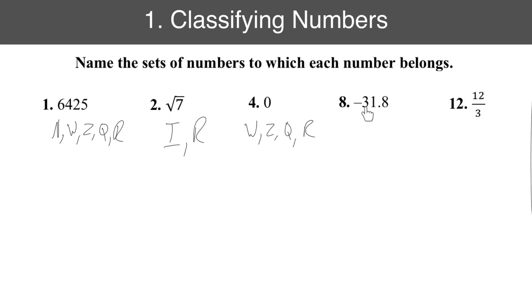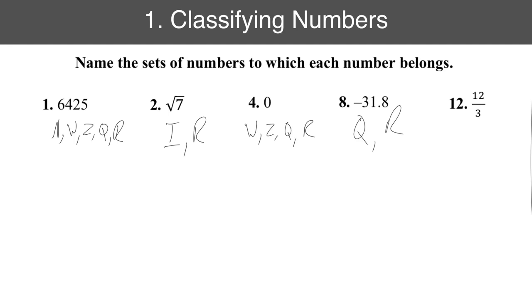Next, we have negative 31.8. So we have 2 things going on here. We have a negative and we have a decimal. Now remember, the decimal is more important than the negative. Negatives start at Z, but decimals are either a Q or an I. So you can't do the negative here. Don't worry about the negative here. The decimal is what's important. And since this is a terminating decimal, it stops at 8, we would call this a rational decimal, and it would also be real.